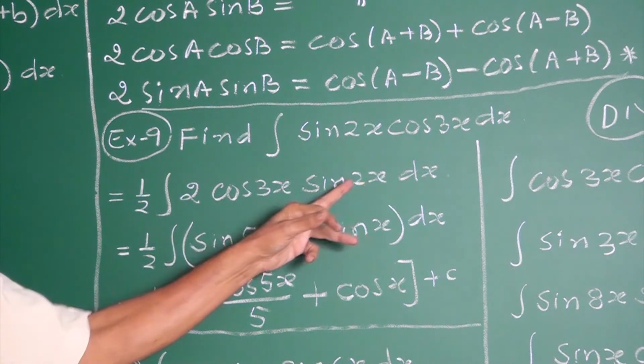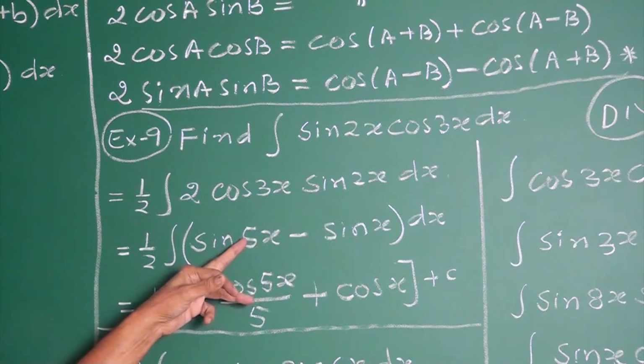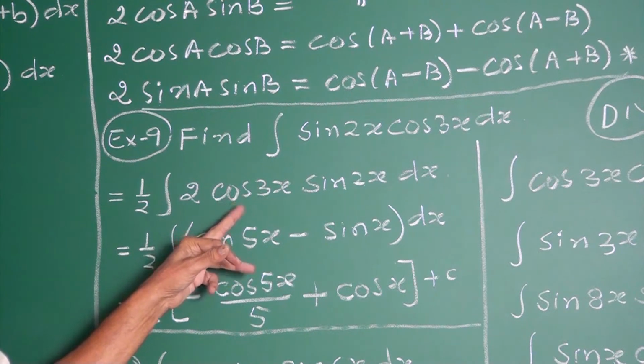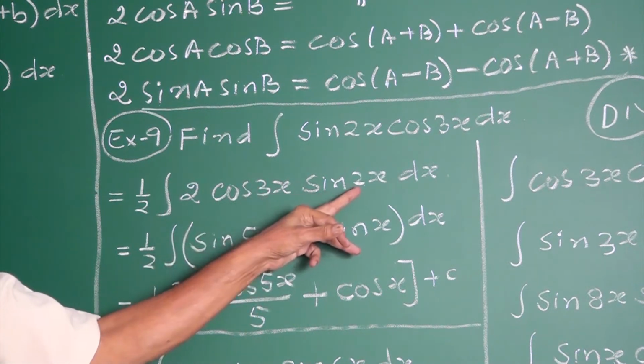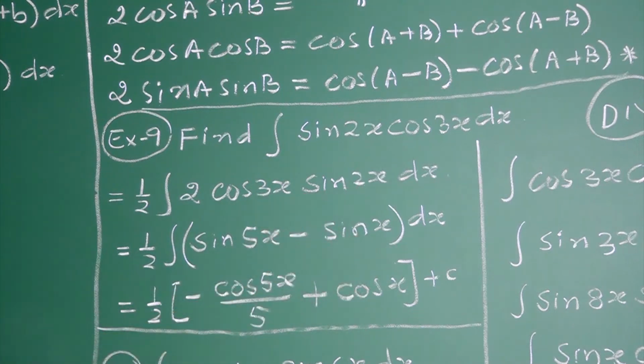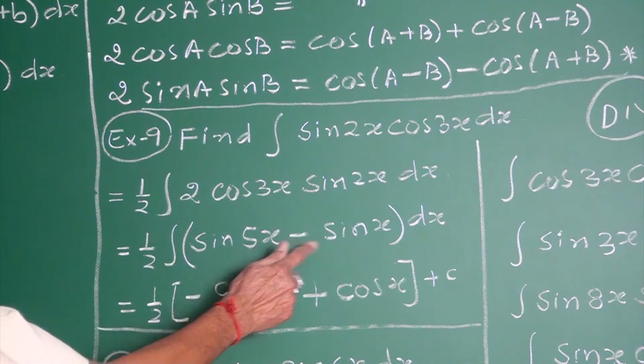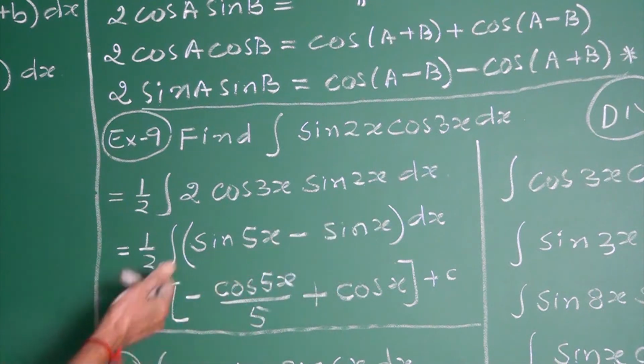First, the sum of the angles: 3x plus 2x is 5x. Cos is in the first place means the sine is minus. Sine of the difference: 3x minus 2x is x. So it is sine of the sum minus sine of the difference. Now it is ready for integration.